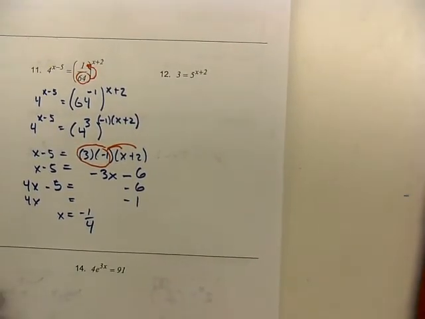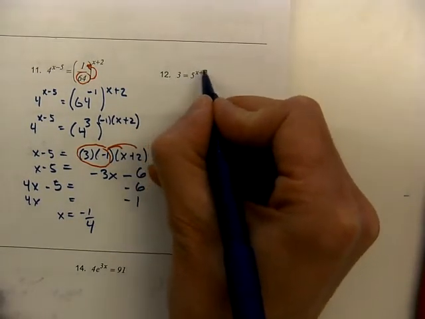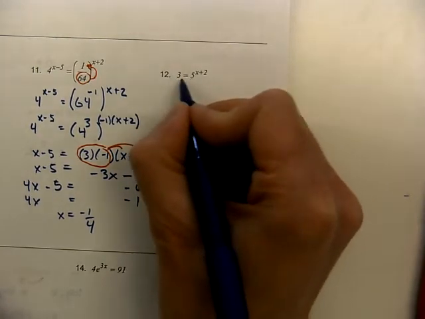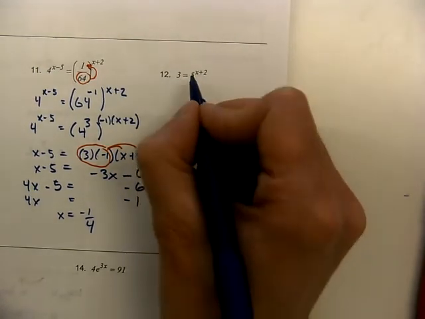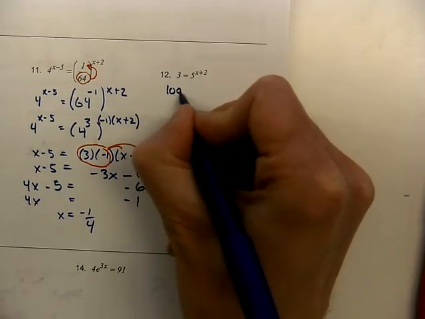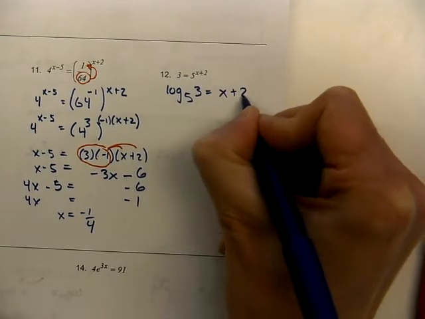Number 12. Again, we have an exponential form. There's my base of 5 to the power of x plus 2. I can't make the bases match because they don't have any other factors. So we need to convert it to logarithmic form. So we need a log with base 5. So log base 5 of 3 equals the x plus 2.